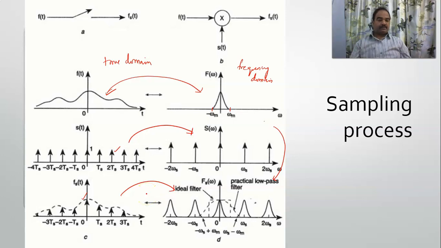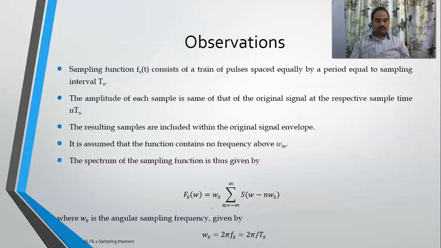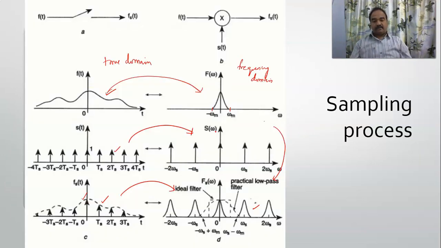Understood. This is the sampling process, how we do it. This is with respect to time, the samples. This is with respect to frequency. Now, the sampling function consists of a train of pulses which are spaced equally by the interval Ts. If you want more number of samples and a very exact replica, then you can go with a smaller sampling time. And the amplitude of each sample is the same as that of the original signal at that particular sample time. The resulting samples are included within the original signal envelope that we have seen here.